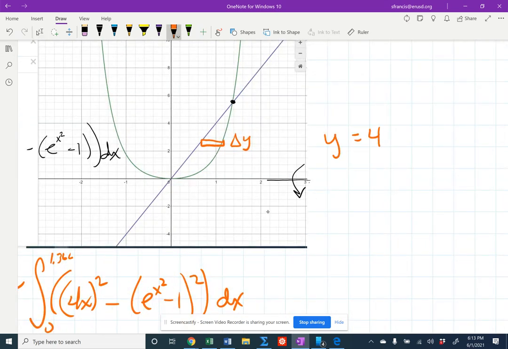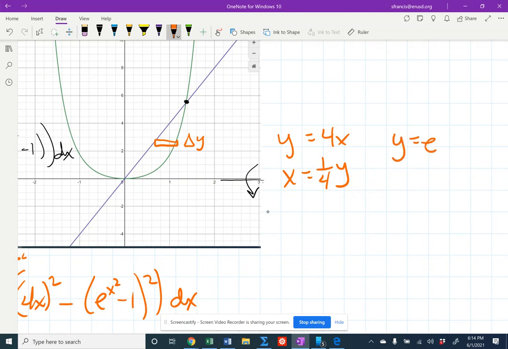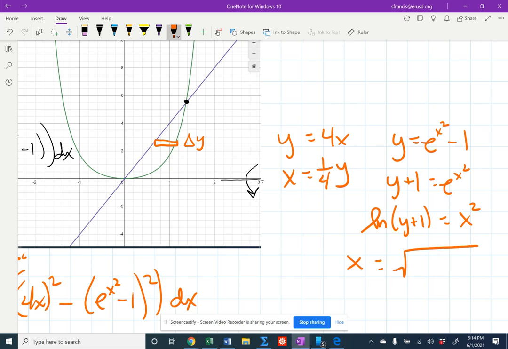So y equals 4x, so x is going to be 1/4 y when I divide both sides by 4. Y equals e to the x squared minus 1, which means y plus 1 is e to the x squared, which means the natural log of y plus 1 is equal to x squared. Solving for x, x is going to be equal to the square root of the natural log of y plus 1. Now it's the positive root. When we take the square root, it can be a plus or a minus, but I only want positive in the first quadrant.